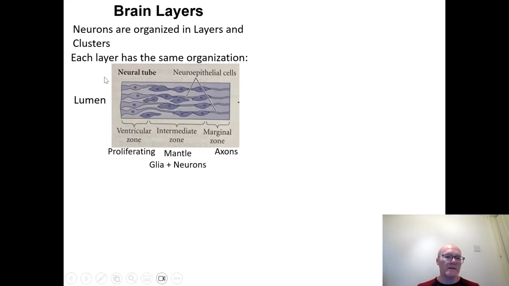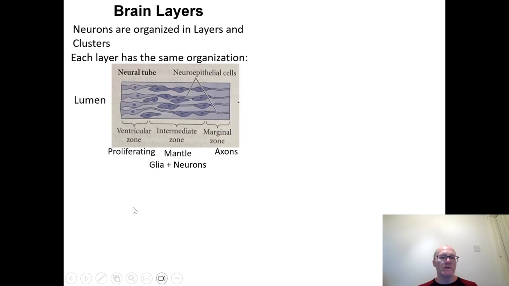On the left-hand side, there is the lumen. If you remember the previous lesson, we said that when the neural tube is formed, the middle is obviously empty, and that empty part of the tube is called the lumen. So near the lumen, we have what is called the ventricular zone.